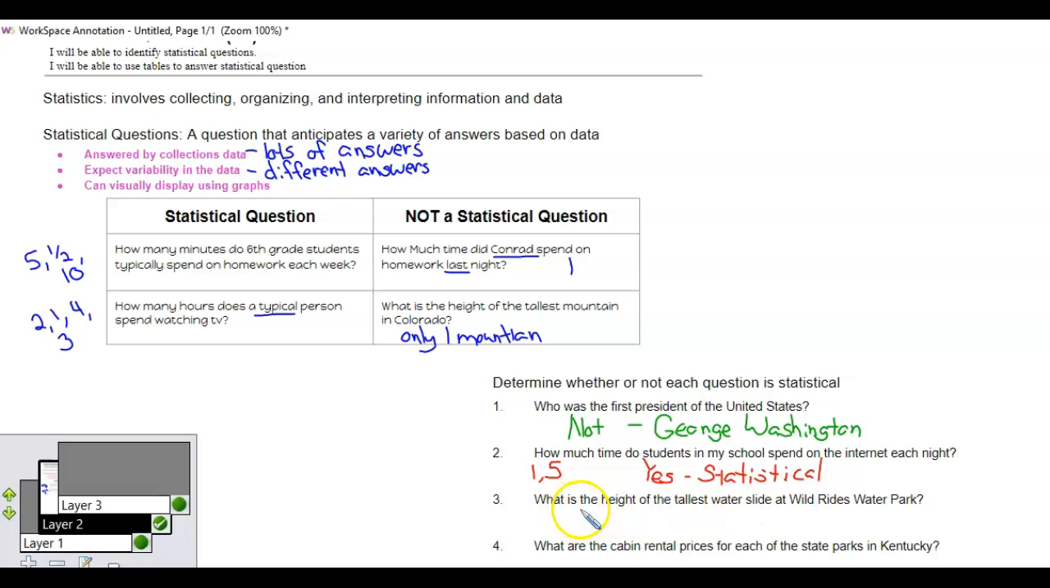What is the height of the tallest water slide at Wild Rides Water Park? I hope you picked not, because there's only one ride. Only one can be the tallest.